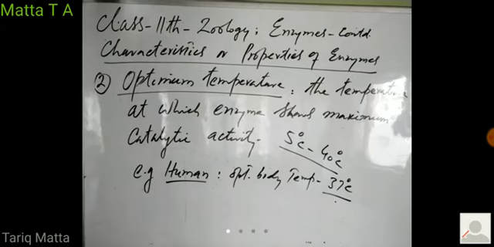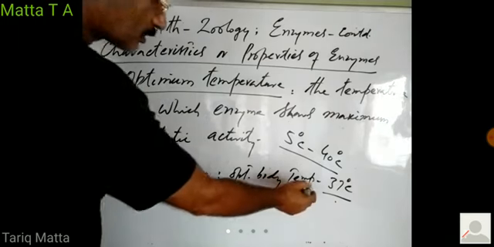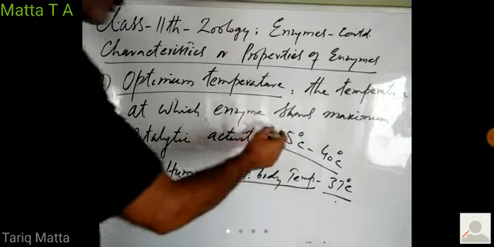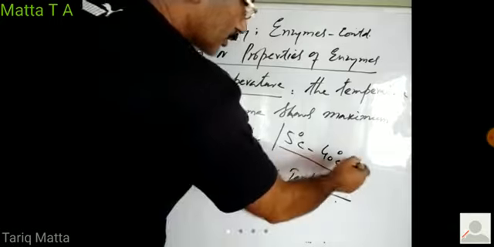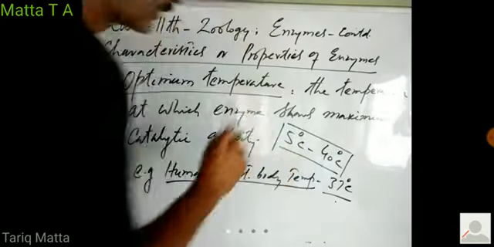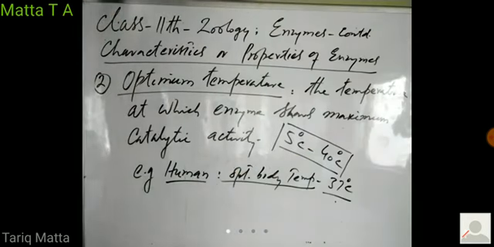Different living organisms have different optimum body temperatures. For example, humans have an optimum body temperature of 37 degrees Celsius, so our enzymes show maximum catalytic activity at 37 degrees Celsius. For most enzymes, the optimum temperature ranges between 5 and 40 degrees Celsius.